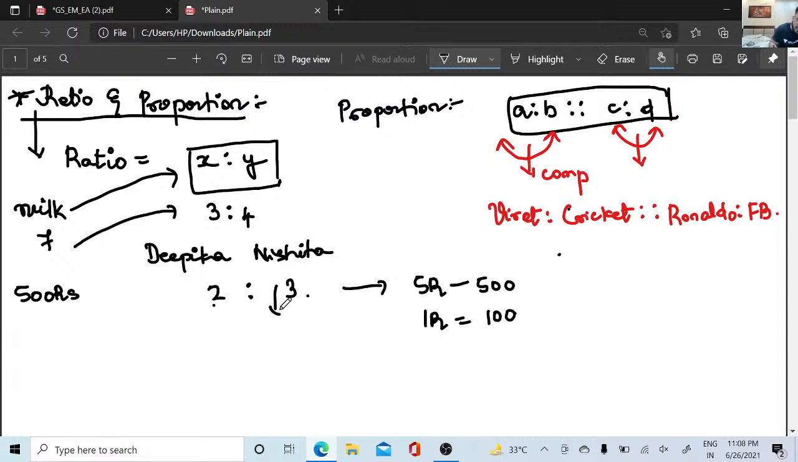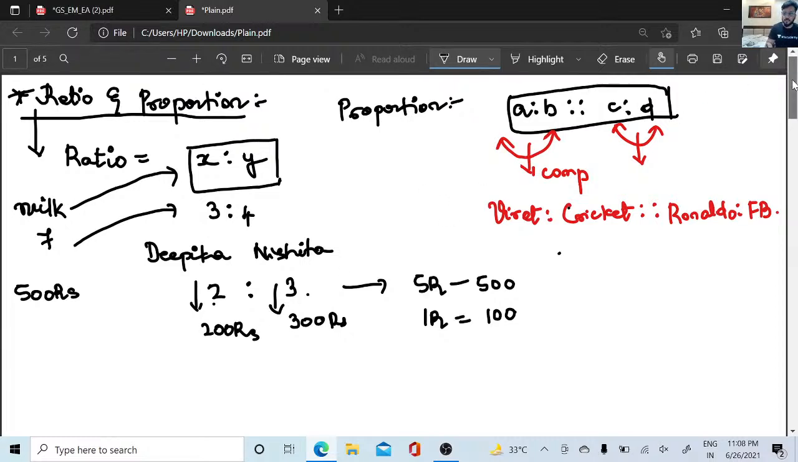So Nishita is getting how much? Nishita is getting 300 rupees. Deepika is getting how much? Deepika is getting 200 rupees. That is what it means by the ratio and proportion.